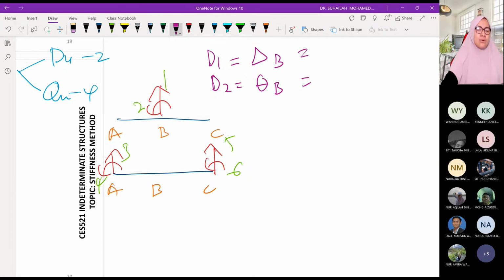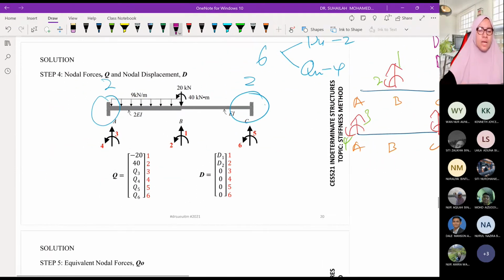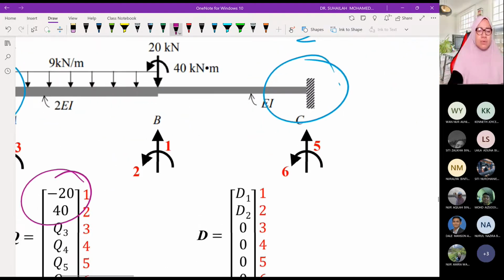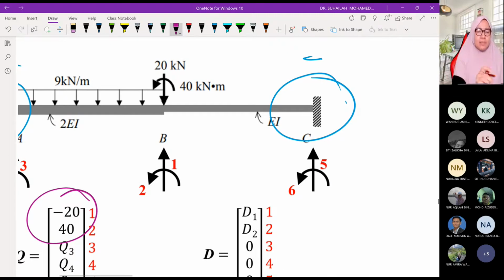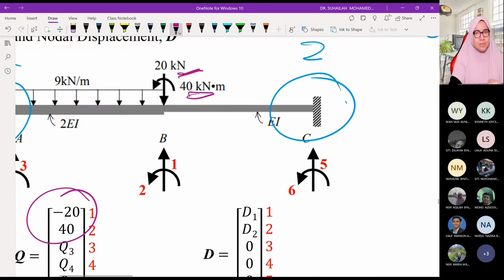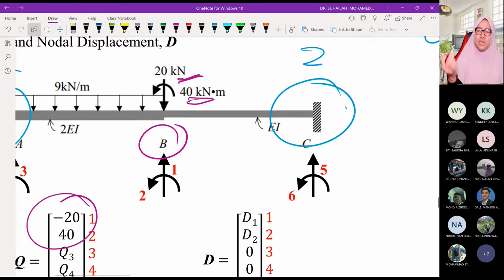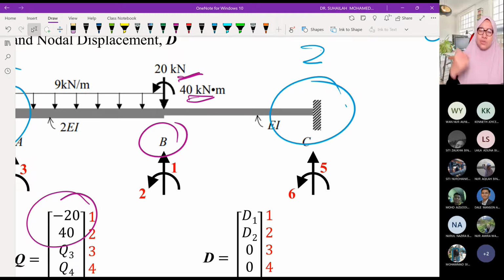Then continue with the unknown reaction at the support. The steps are the same, except here it has a Q value, because at B there is loading subjected directly at the node. Since B is a node and the load is subjected directly at the node, there will be values at position 1 and position 2. The UDL will go into the Q node.